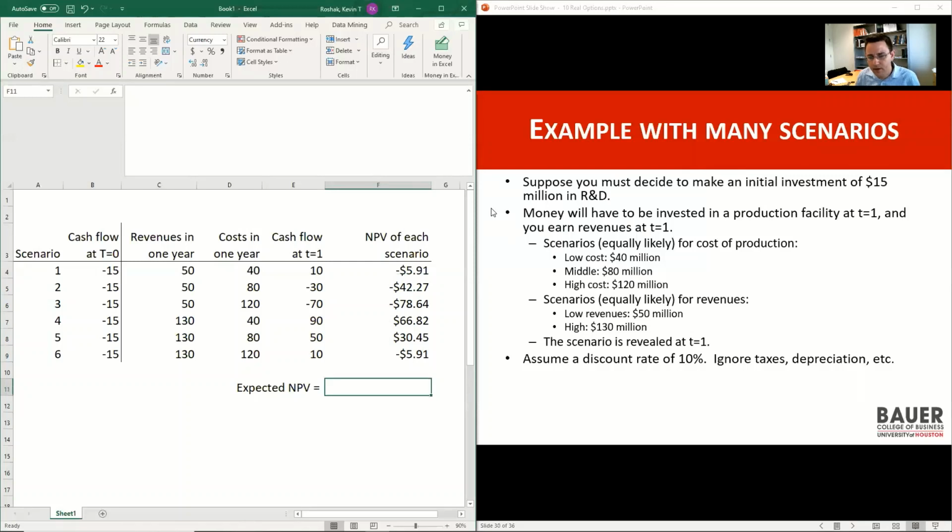We're going to do the same thing here. It's a little bit easier because we assume that everything is equally likely, so we can just take an average. Each of these 6 scenarios is equally likely to happen. That gives us an average NPV of minus 5.91.